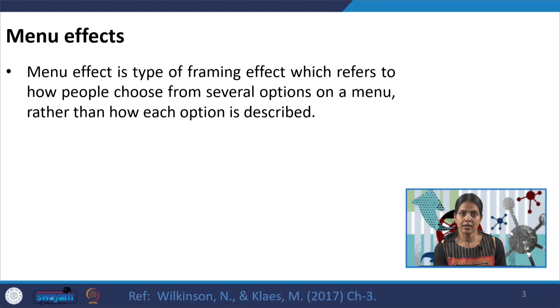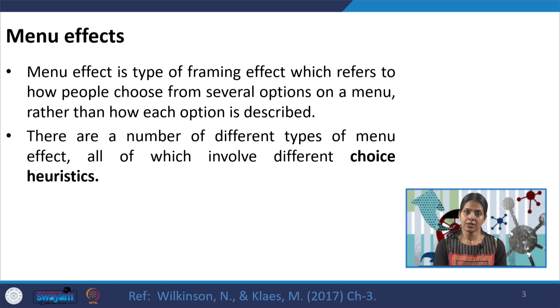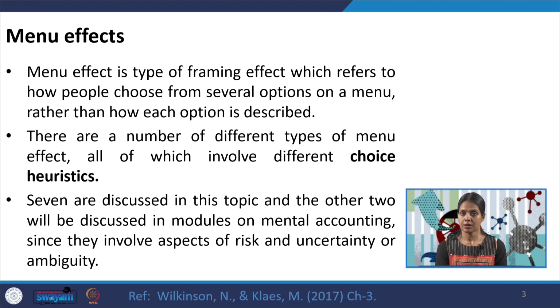Menu effect is a type of framing effect only, which refers to how people choose from several options on a menu rather than how each option is described. There are a number of different types of menu effect, all of which involve different choice heuristics. Seven are discussed in this topic and the other two will be discussed in modules on mental accounting, since they involve aspects of risk and uncertainty or ambiguity, so more related to the concept of mental accounting.